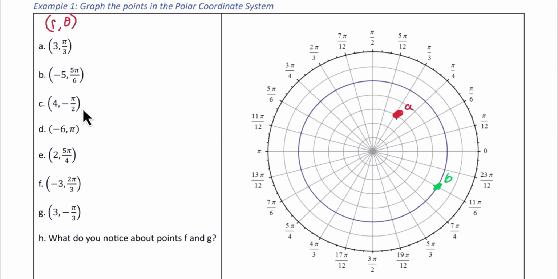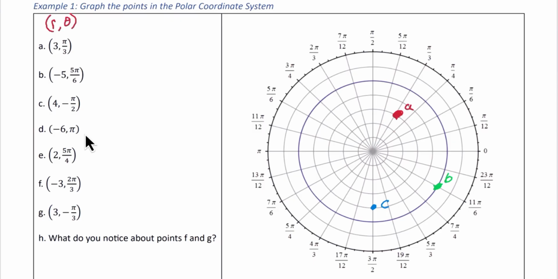Part C, we have 4, negative pi halves. Notice that that angle is negative. Starting at the polar axis, since the angle is negative, we're going to move clockwise and get to negative pi halves. Remember that 3 pi halves is the same as negative pi halves. And we want r to be 4. So we're counting 1, 2, 3, 4 units away from the pole. This is point C.